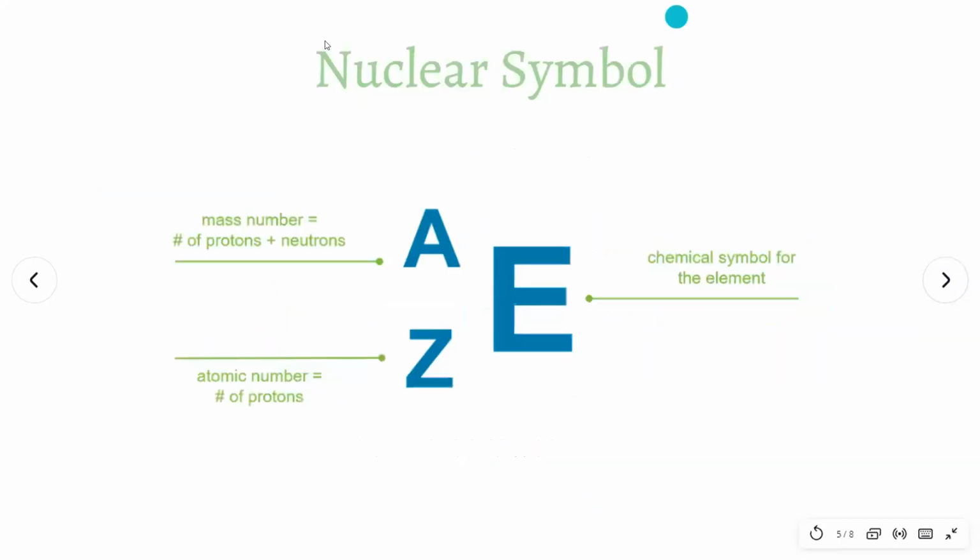So here's the nuclide symbol. The chemical symbol for the element is here, for example, carbon with atomic number 6. So for example, this is carbon, the element. The mass number, the number of protons and neutrons, is included here. And the atomic number is the number of protons. If you would like to know the number of neutrons, you can just subtract Z from A.